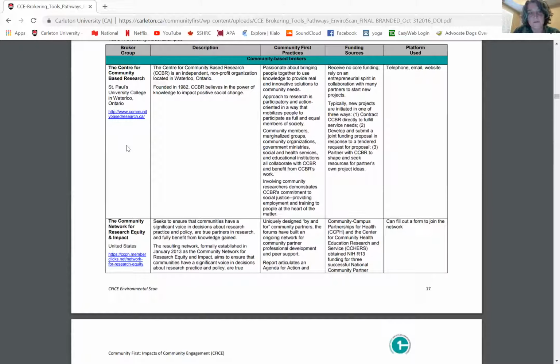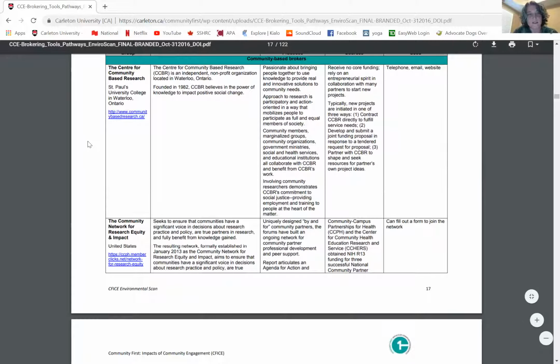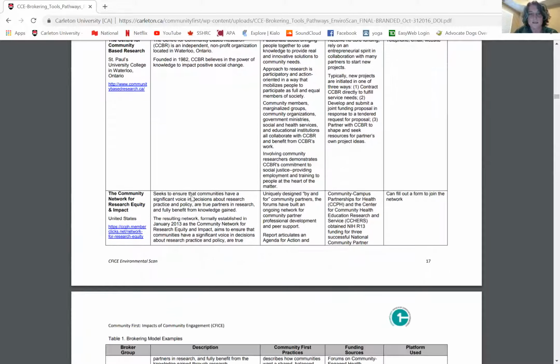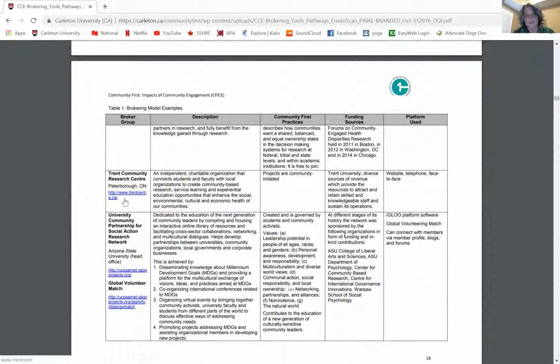We have some information here on some different centers for community-based research. There's one here at Waterloo College, and it gives information about them and contact information. So you could begin to look through this and see what's in here. And perhaps here's one in Peterborough at Trent Community Research Center.